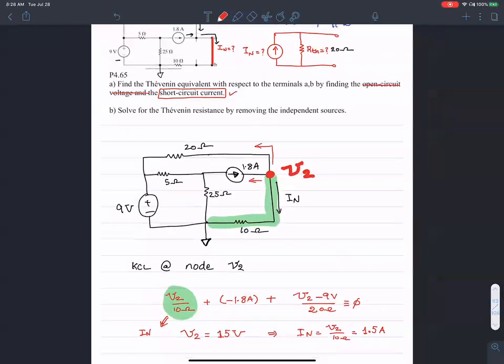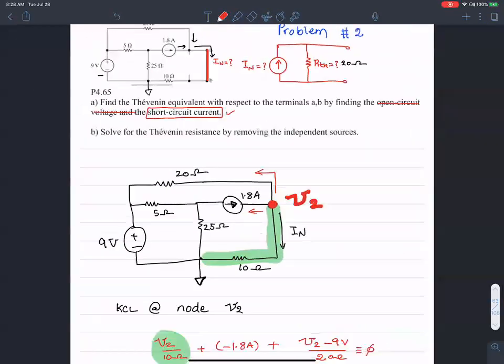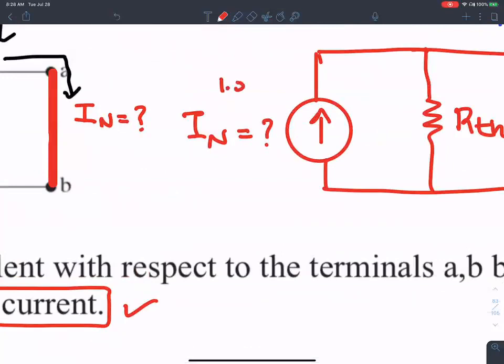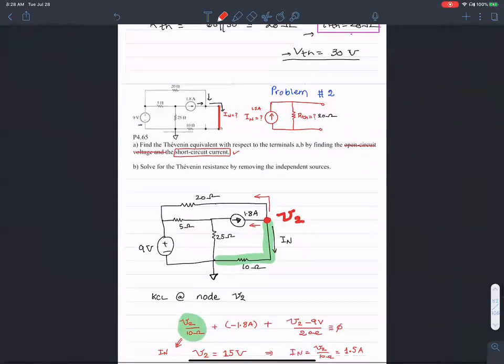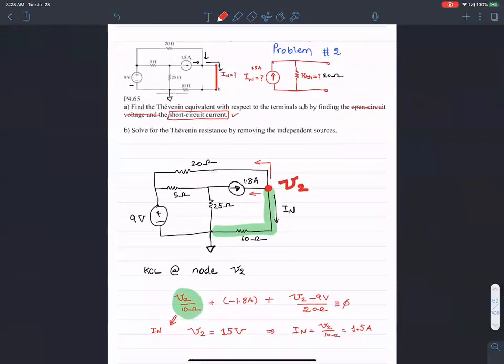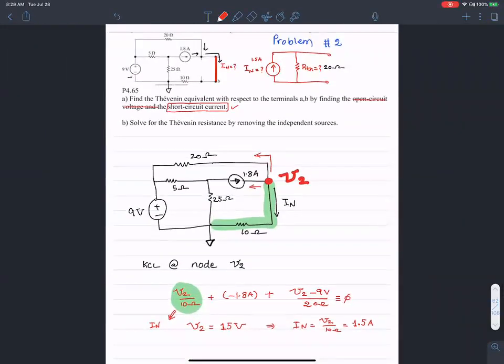Okay, so I Norton is 1.5 amperes and R Thevenin is 20 ohms. Questions, please.